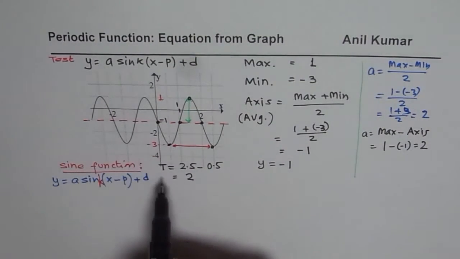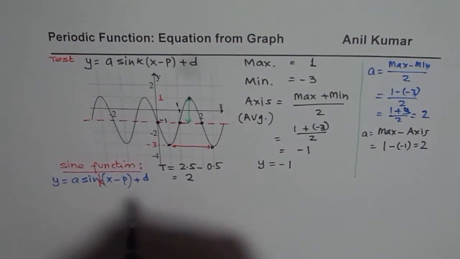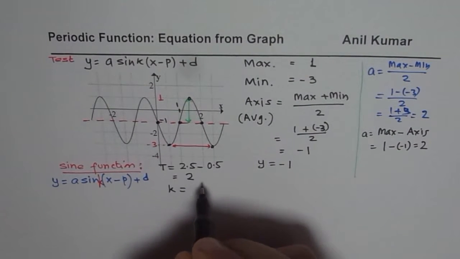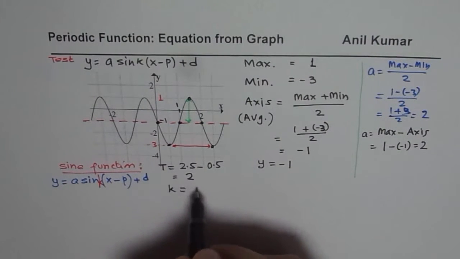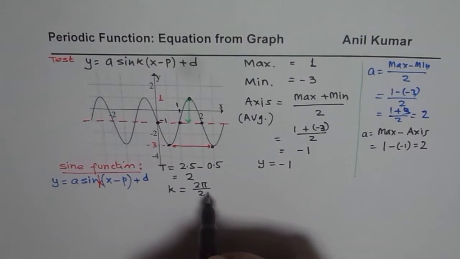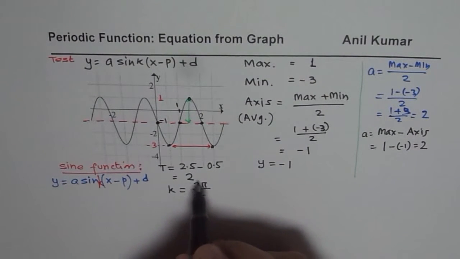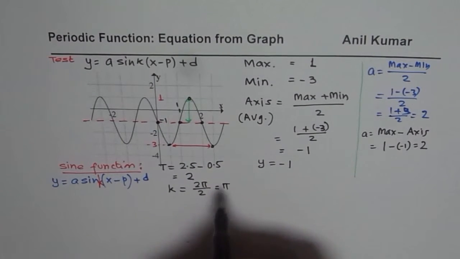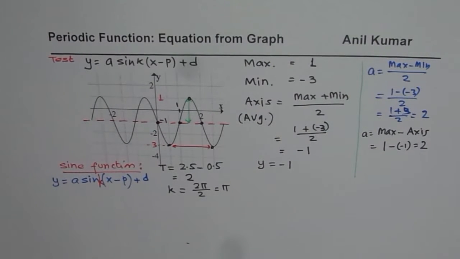Now, how is K related to time period? K is equal to 2 pi by T, if you're working in radians. So in this particular case, the time period is 2, so K will be 2 pi by 2, which is pi. So we get the value of K.